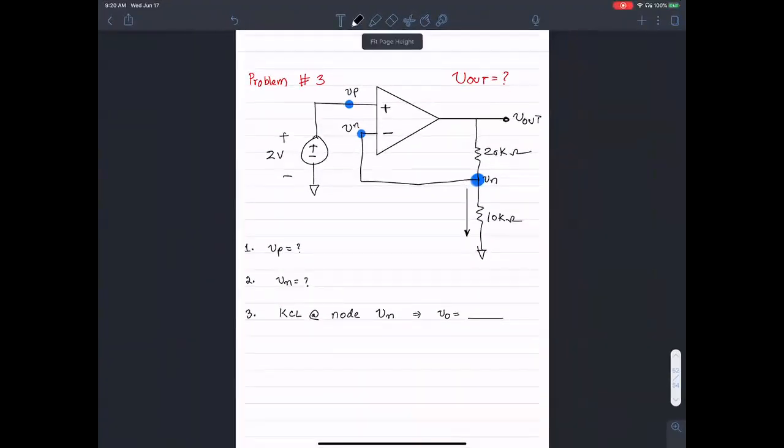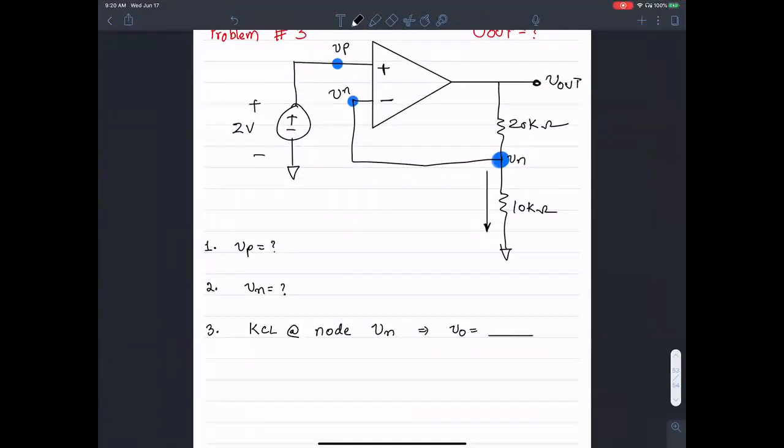All right, let's get started with this problem. What's the value of VP? Something in the chat. Is it just 2 volts? VP is 2 volts, correct. Tyler has the right answer. What's VN then? That's equal to VP as well. So that's going to be 2 volts, right?